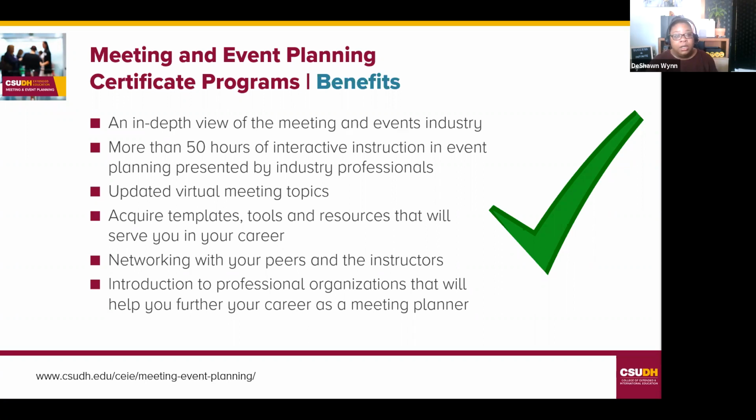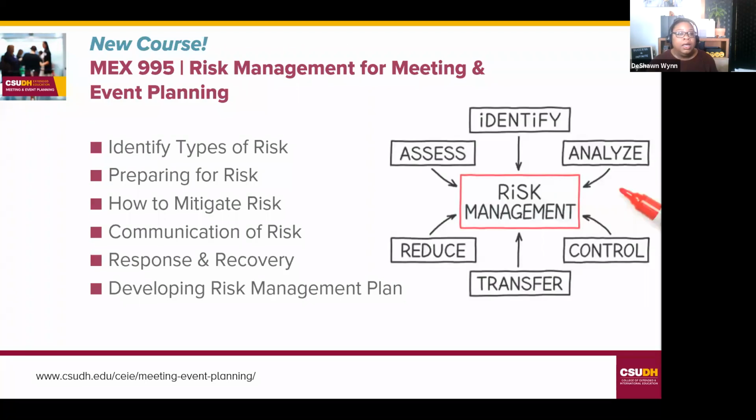So we have talked about all of the courses that are required to get your certificate. There is one other course that is being offered, and I am also teaching that course. It is a new elective. You do not have to take it to get the certificate, but we hope that you will still take the class. And that is MEX 995, which is the risk management for meeting and event planning.